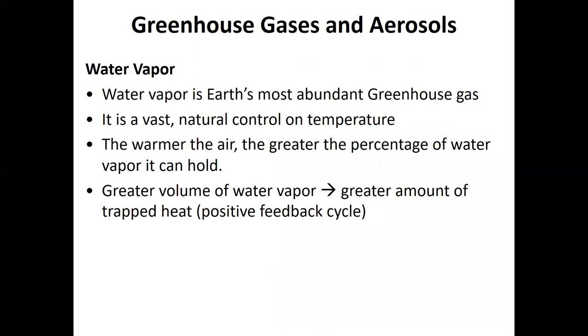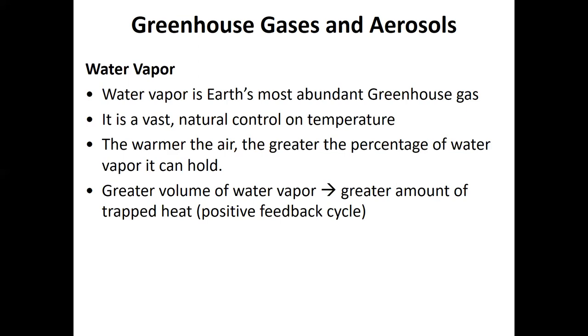Water vapor is also a significant greenhouse gas. It's Earth's most abundant greenhouse gas. It is vast, and there's a natural control and temperature. The warmer the air, the greater the percentage of water vapor it can hold. The greater volume of water vapor means the greater amount of trapped heat. So it creates this positive feedback cycle.